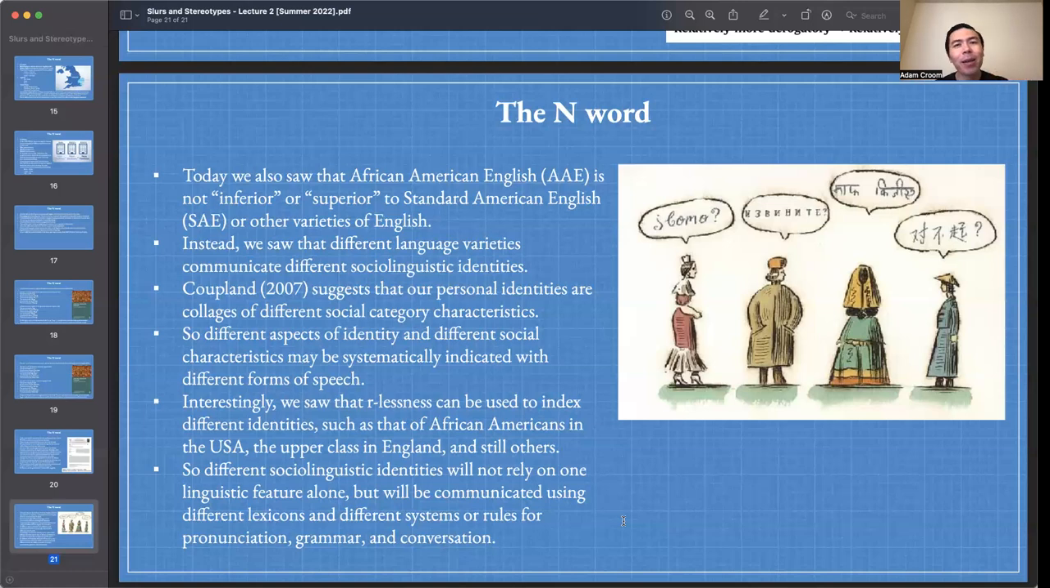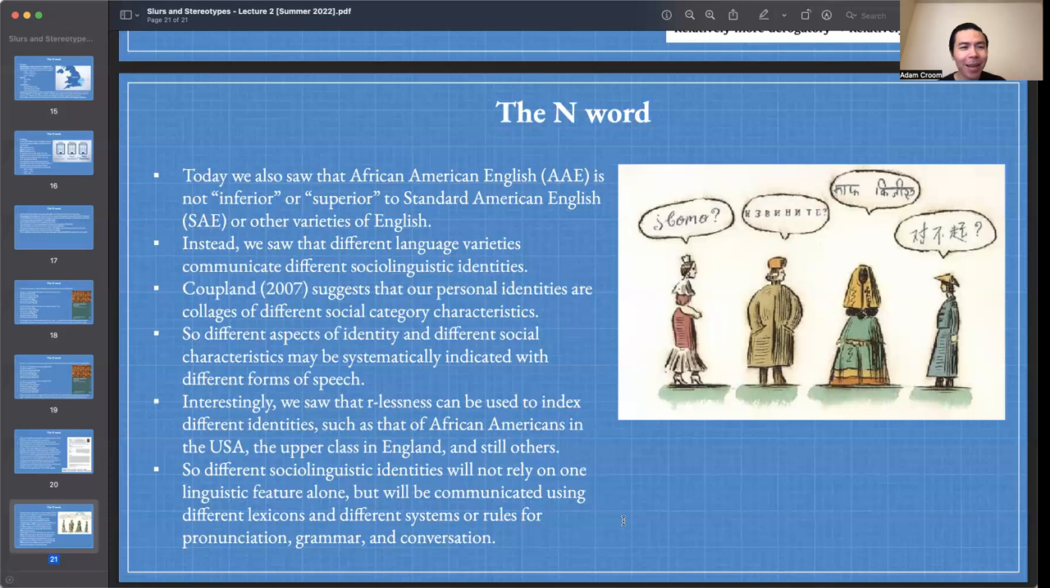One of the fun things that we do as sociolinguists is think about the system that a particular group uses to communicate their sociolinguistic identity. And of course, it won't be just whether they have R's or not, but a collection of rules or features.